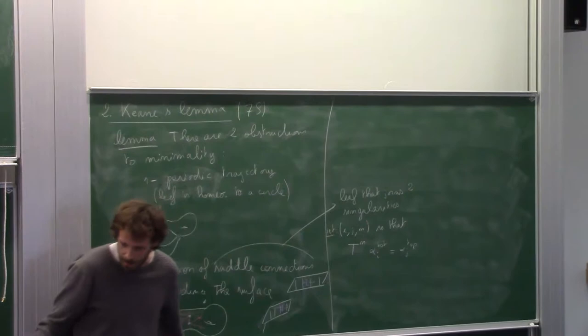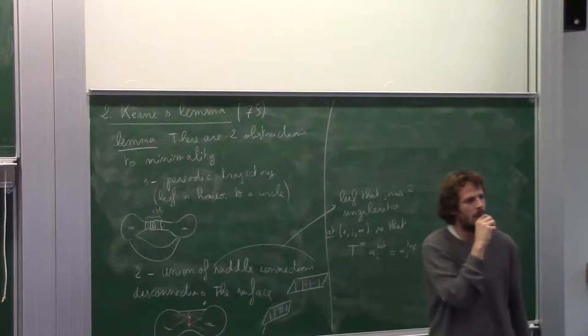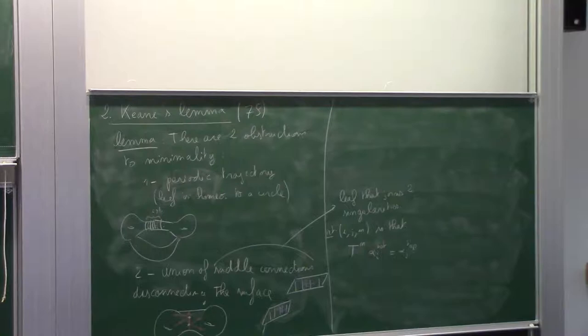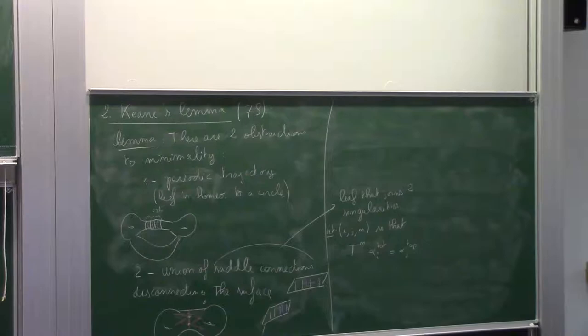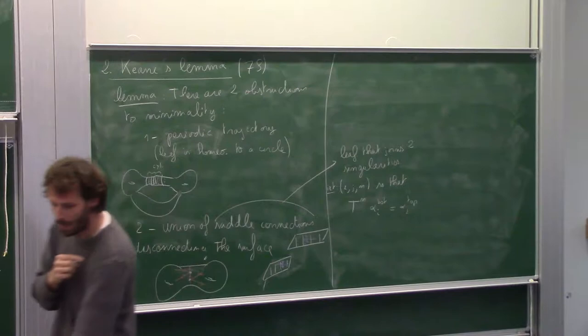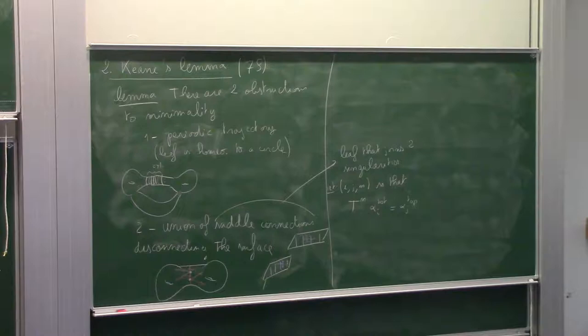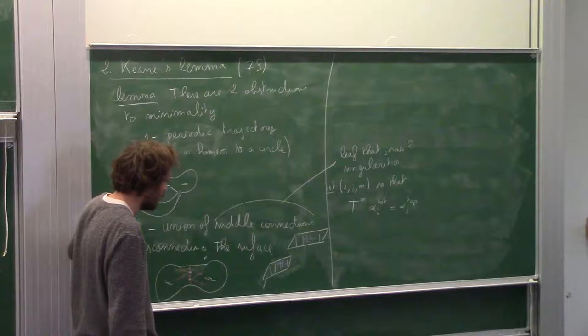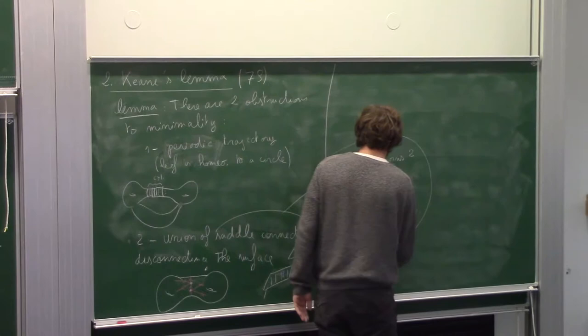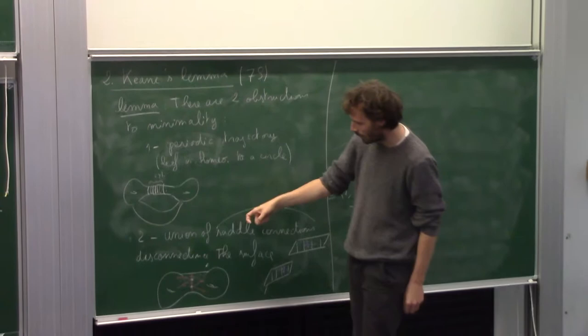The union of saddle connections could not be, it could be a disconnected union. No, no, no. If the disconnected union disconnects the surface, one connected component already disconnects, right? No, it cannot happen. I'm saying sometimes in criterion 2, yes, the union need not be connected. The union need not be connected. Yes. Yeah. And somehow case one is contained in case two, but you want to consider them separately.